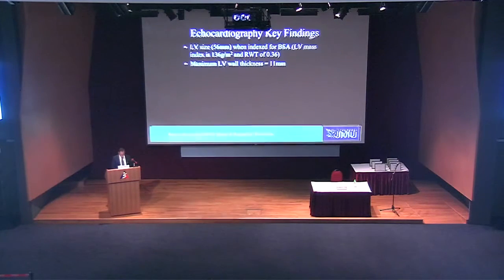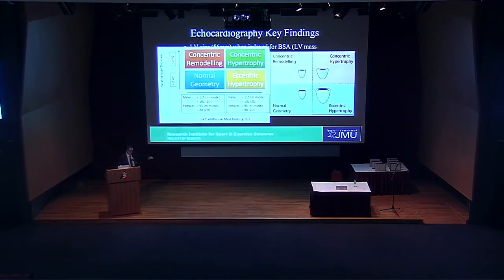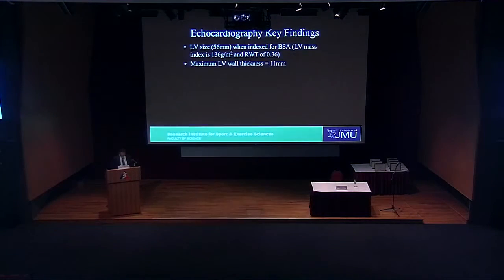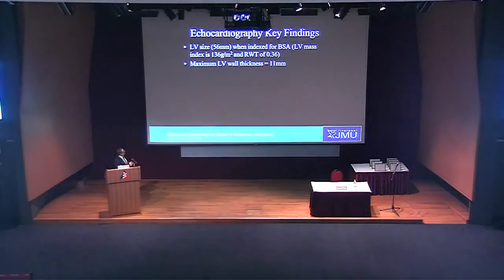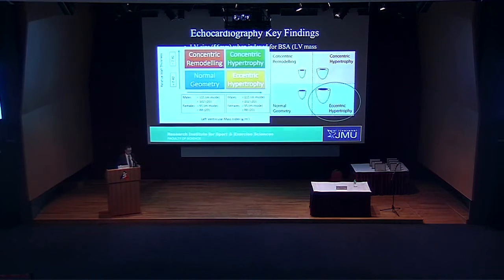Now, if I go back to this concept here, he was an elite cyclist, and he was quite small, not much bigger than Professor Somerville. When we started to index him for LV mass, it turned out that he had an LV mass index of 136 grams per meter squared. So this is higher than the 115. His relative wall thickness was normal. It was less than 0.36 with a maximum of 11 millimeters. Bottom line is, he had eccentric hypertrophy. You would have said that was completely normal, 56 millimeters, but once we start thinking about his body size, he has got eccentric hypertrophy.